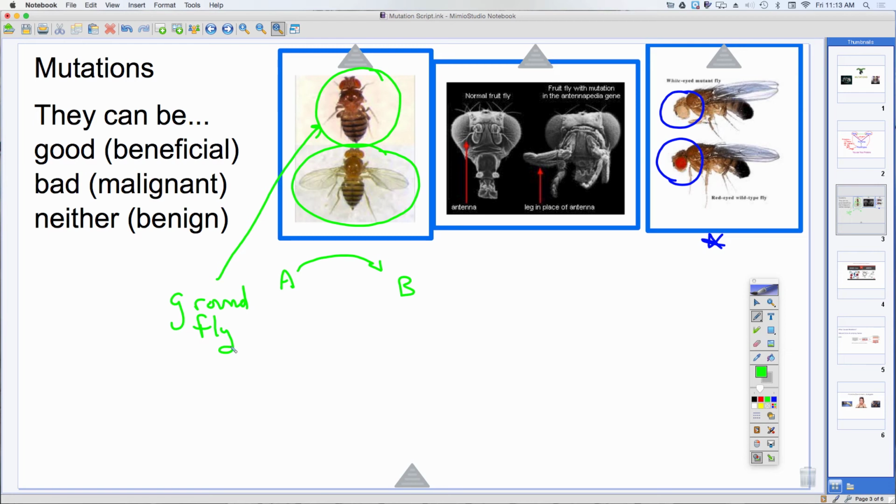Then we can look at what I would call a maladaptive or malignant mutation, and this is a case in which a leg appeared on the head in the place of where an antenna would be. Again, induced by radiation.